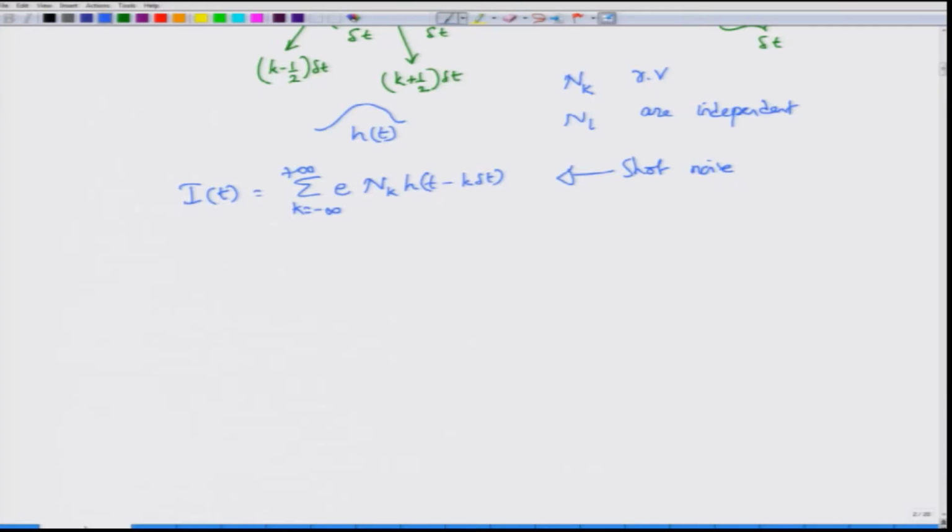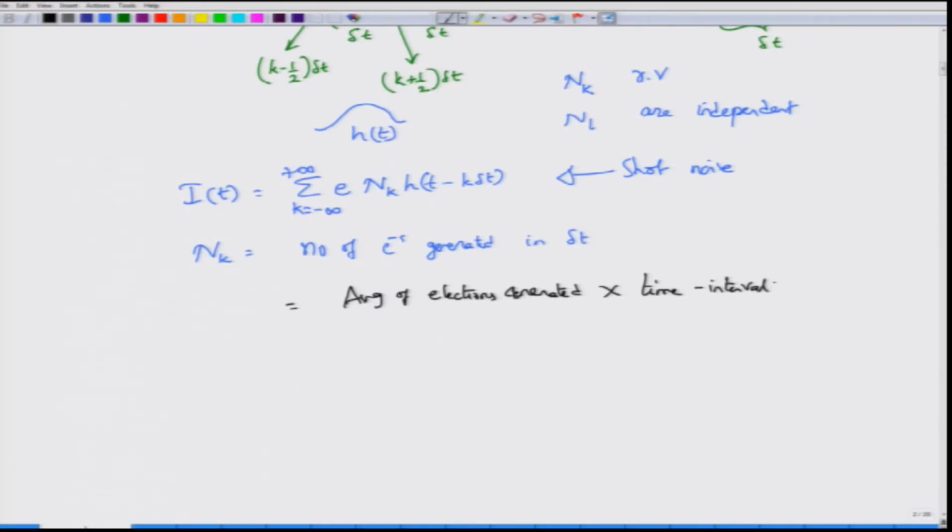But what can we talk about Nk? Nk is the number of electrons generated in time width of delta t, but this can be obtained as the average number of electrons that are generated, multiplied by the time interval. How is this coming about? Well, imagine that I have made measurements. In the 0th interval you got n0, in the minus 1 interval I got n minus 1, n1, n2 and so on.